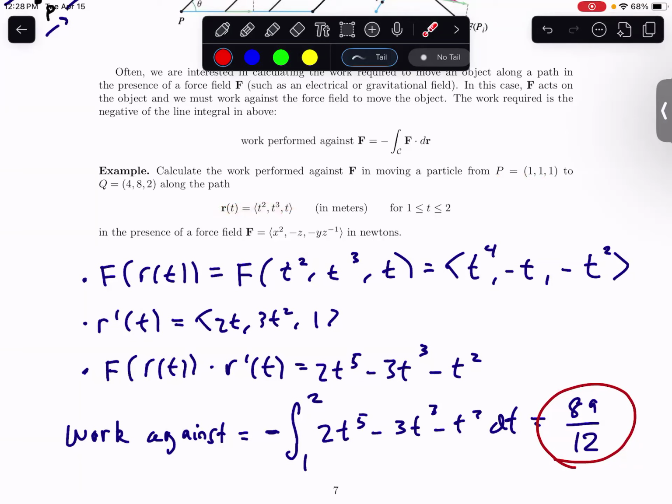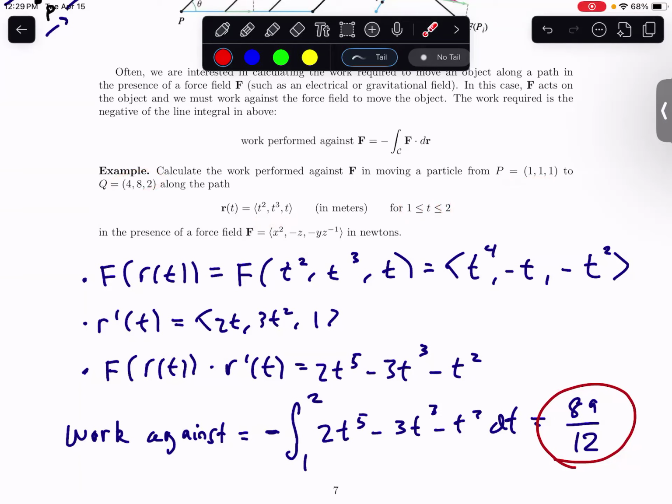And the integrals aren't always going to be path independent, so sometimes the choice of path is going to create a difference. We'll talk more about that later on. But because it already tells you what R of T is, you don't really have to think about P and Q. What matters is that if you plug in T is equal to 1, you get P, and when you plug in T is equal to 2, you end up getting Q.